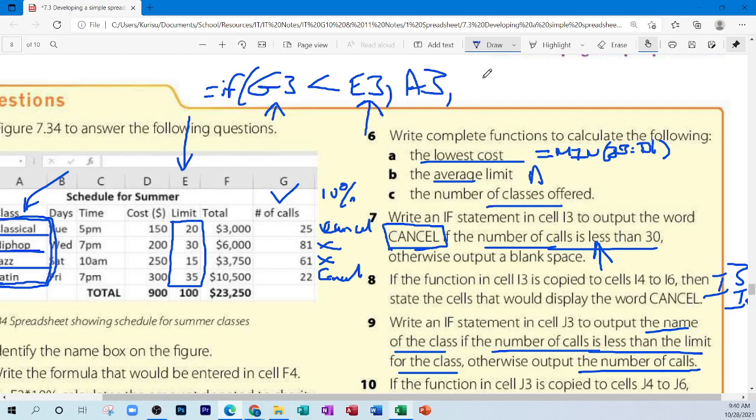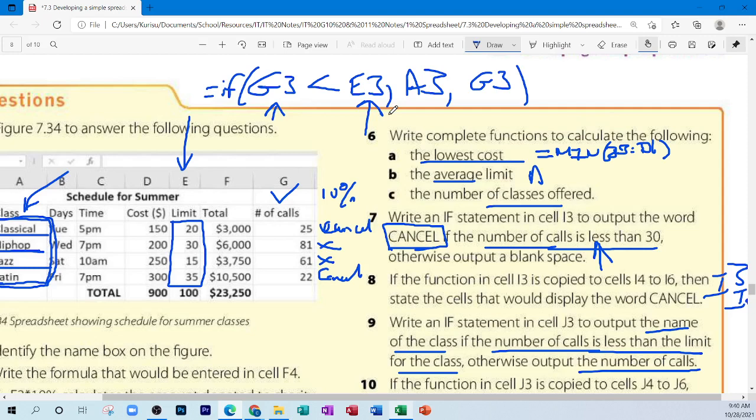So once again, the same thing. You don't put the quotation marks because if we want to copy it, only that will appear. So we need to put the name of the cell. So that's going to be cell G3. And that there is the answer to your question, question number 9. You guys understand that?